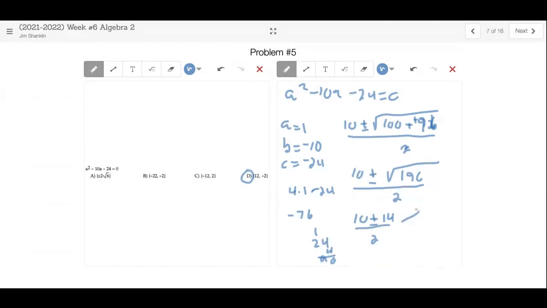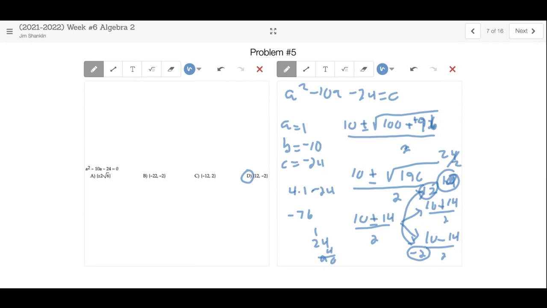So I'm going to write it two different ways. I'm going to write it as 10 plus 14 divided by 2 and 10 minus 14 divided by 2. 10 plus 14 is 28. 28 divided by 2 is 14. 10 minus 14 is negative 4. Negative 4 divided by 2 is negative. Did I mess this up? That's 24. 10 plus 14 is 24. 24 divided by 2 is 12. Yikes. I better get the same answer regardless of which way I do the problem, right? It doesn't matter if you use completing the square, if you factored.